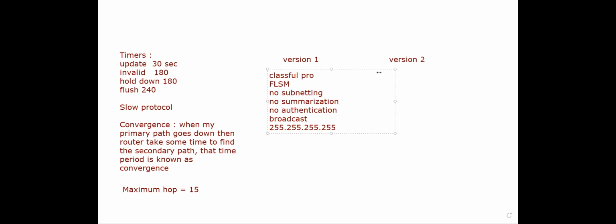After that, version 2 is a classless protocol. Classless means we can use FLSM as well as VLSM. Like subnetting can be done. Summarization is also there, but we don't need summarization because we are using subnetting. We have authentication.